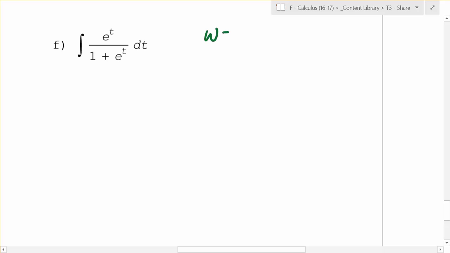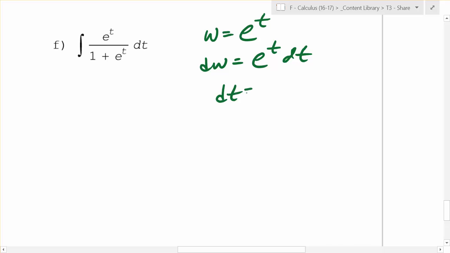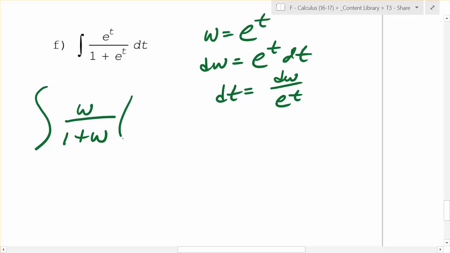I'm just going to show you. Let's let w equal e to the t. What's dw equal in this case? e to the t times dt. Do you agree? What does dt equal? Okay, so now after we've isolated our differential, what did we do next? We substitute. Oh, okay. So it's going to be the integral of what? w over 1 plus w times dw over what? Are you with me so far?